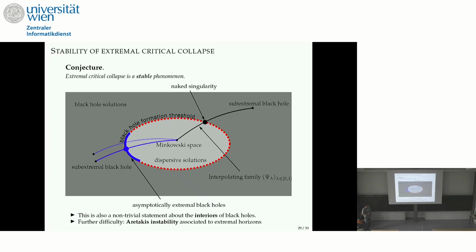And there's a further difficulty which arises, namely the so-called Aretakis instability associated to extremal horizons. So extremal black holes are difficult also in terms of decay. And there are many open problems of how fast even solutions to the wave equation decay on extremal black holes. Particularly on extremal Kerr, it is not even known whether solutions to the wave equation decay or even are bounded. So this is an open problem. And this has to do with further instabilities associated to extremal horizons. Nevertheless, you might expect, or maybe hope, that some weak form of stability is still true, which is weaker than for sub-extremal black holes.